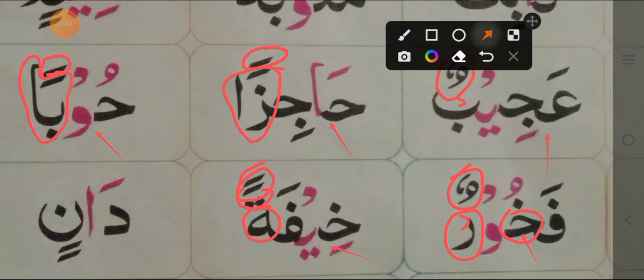Next, dal alif zabar da, noon tu zer nin, danin. In stop, we just remove the two zer and we have to stop the sound on the noon: dan. Danin in stop, dan.